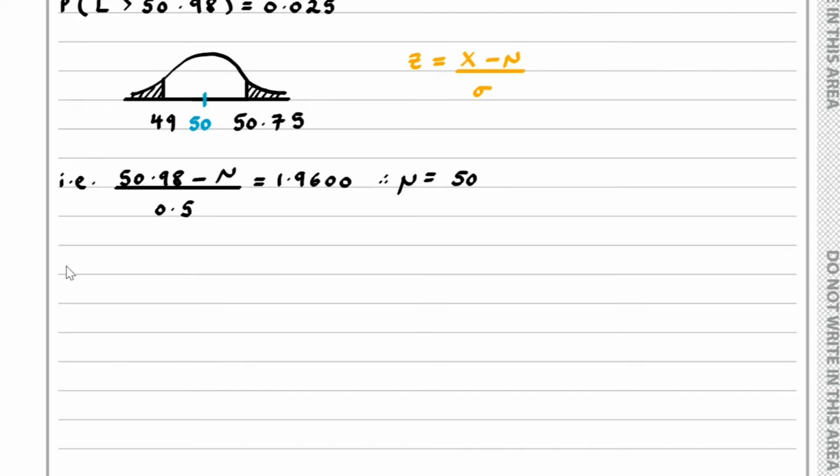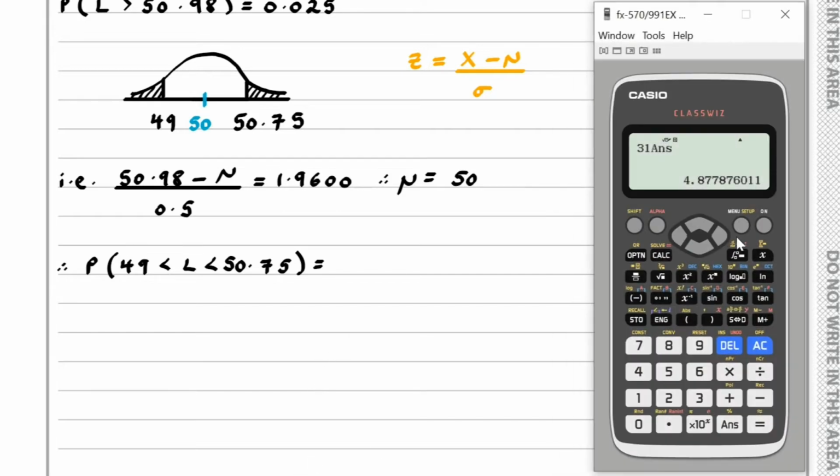So the probability that L is in between 49 and 50.75, well, we can just use our calculator here. If we go to the distribution section, we've got a normal CD. Lower limit is 49, upper limit is 50.75, sigma is 0.5, mu is 50. So the required probability is 0.910 given to 3 significant figures.